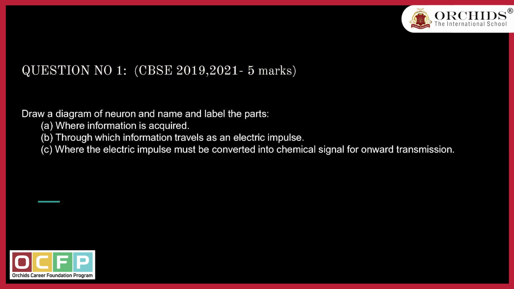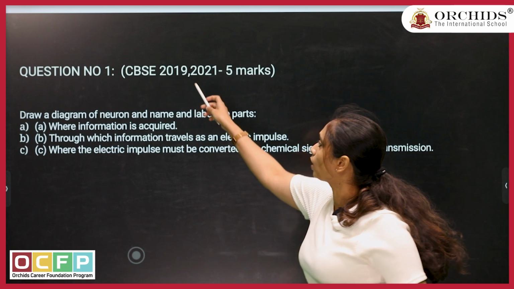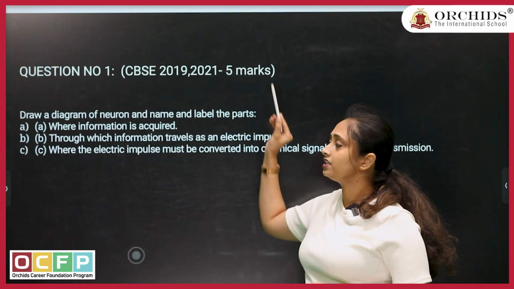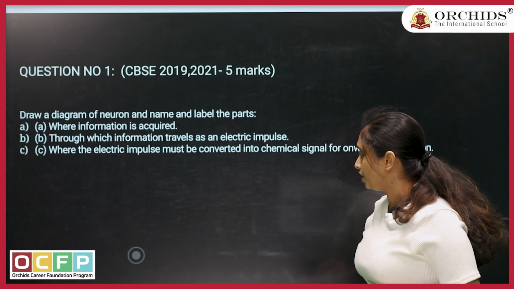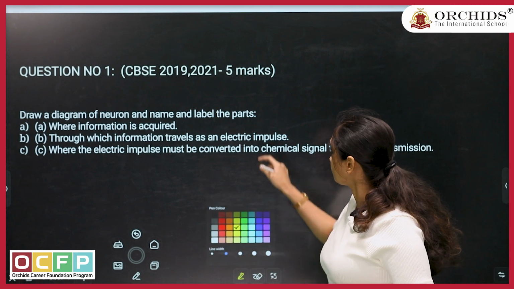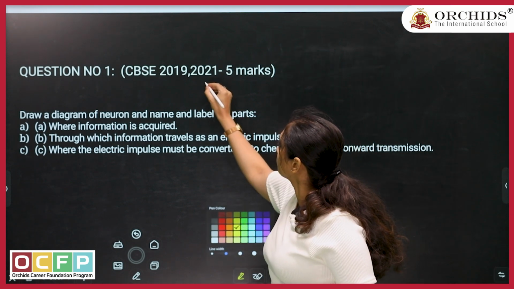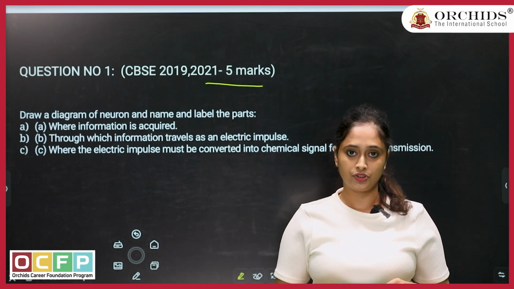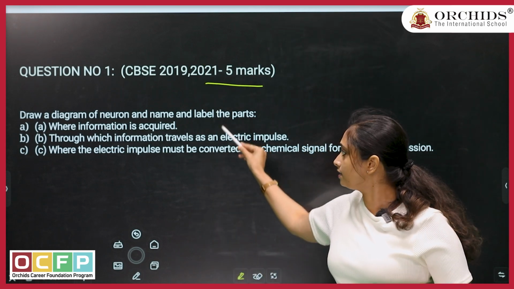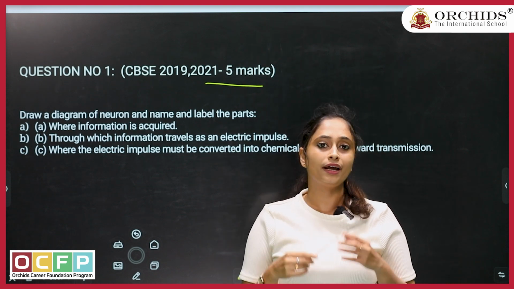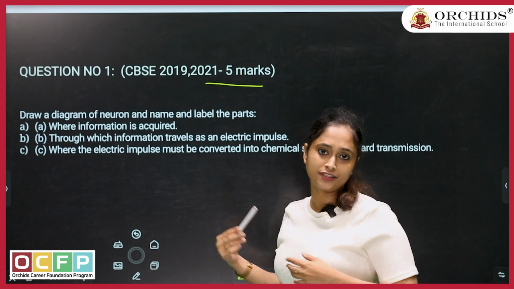Our first question was asked in 2019 as well as in 2024, and this question carries 5 marks. It is a repeatedly asked question. A similar type of question has come for 2 marks and 3 marks also. So let's see the first question.